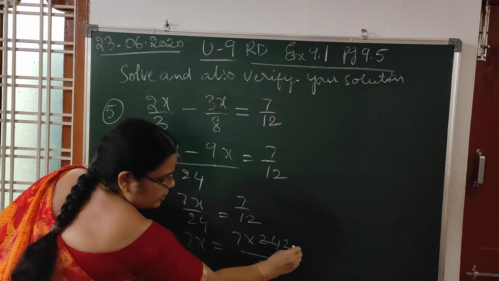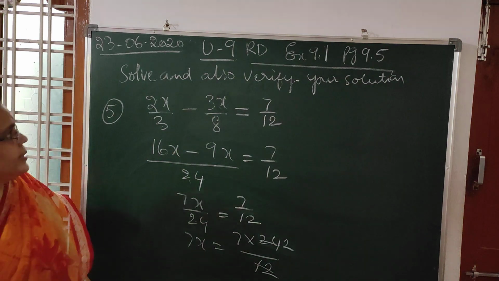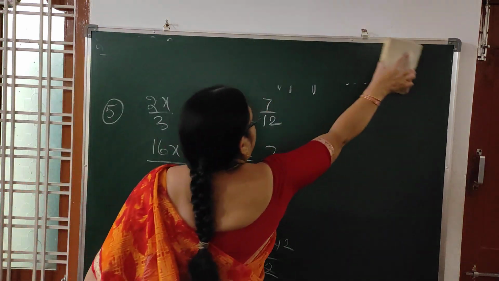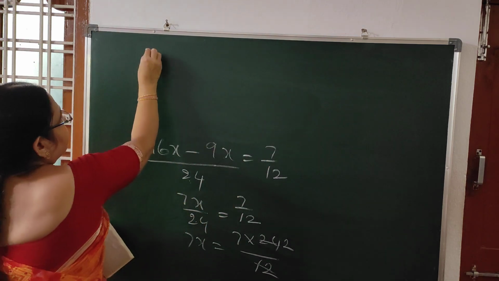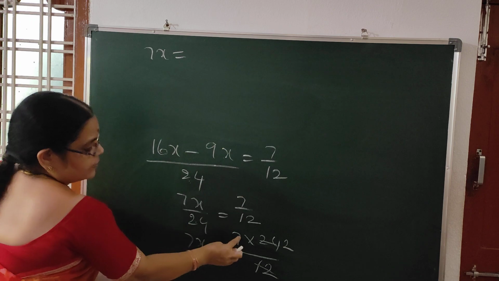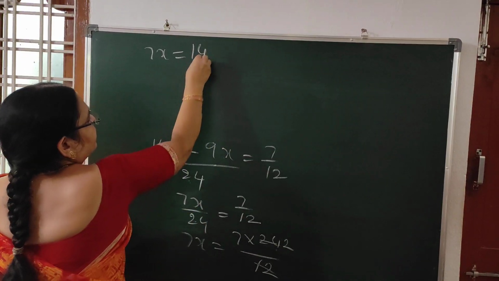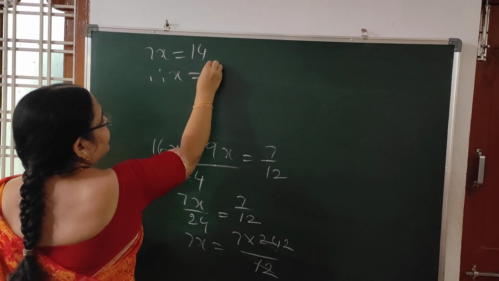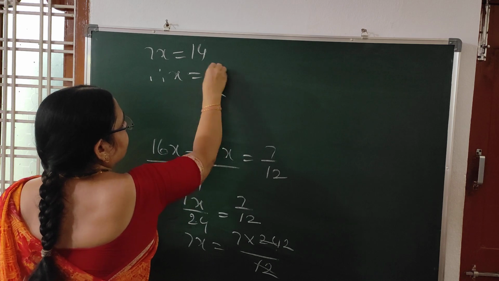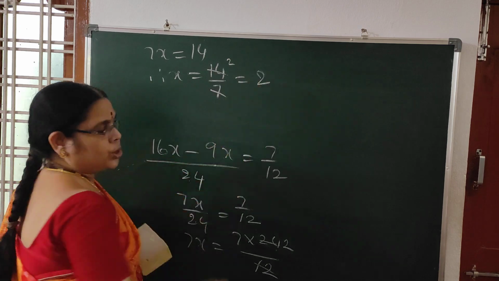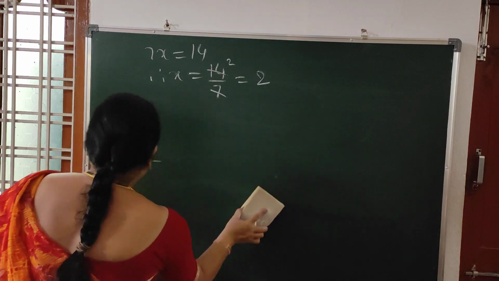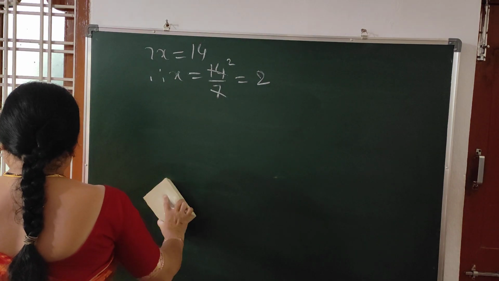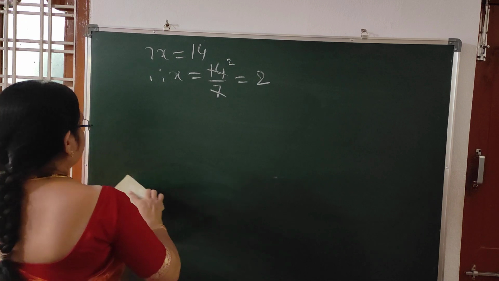12 ones are 12, 12 twos are 24. So how much will you get? 7x is equal to 7 twos are 14. Therefore, x is equal to 14 by 7, that is equal to 2. x is equal to 2. You are also asked to check your answer.